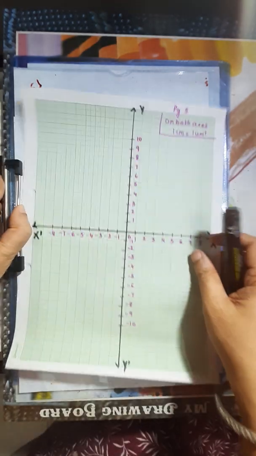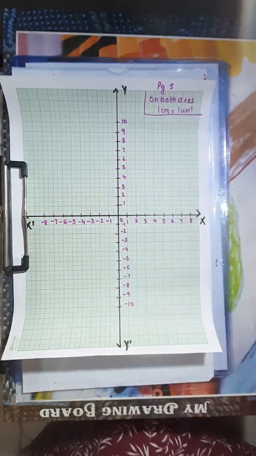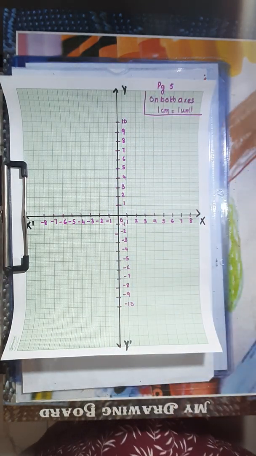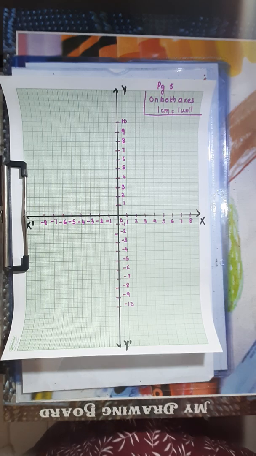On the graph paper, so let us take our paper number 5. This is our graph paper number 5. Okay, this is my graph paper. X, x dash, y dash on both axes, 1 centimeter is equal to 1 unit. Right? On the graph paper, plot the points A (2, 3).